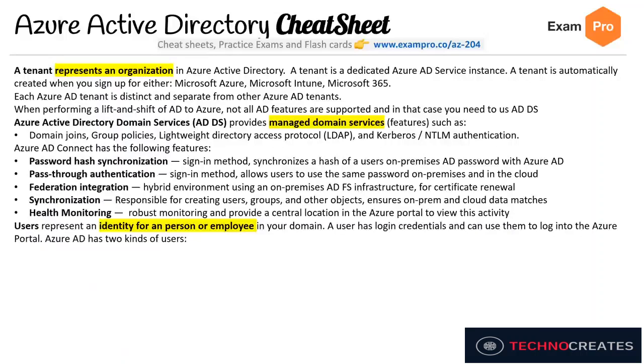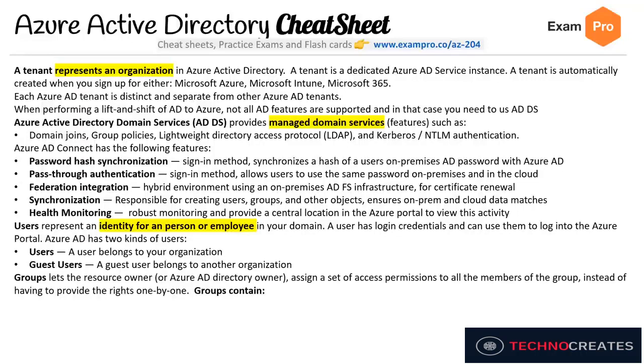You've got the concept of users, so that's an AD object, remember? So an identity of a person or employee in your domain. A user has login credentials and can use them to log into the Azure portal. Azure AD has 2 kinds of users. We got a user that belongs to your organization, and guest users, a user that belongs to a different organization. Groups let resource owners assign a set of access permissions to all the members of the group instead of having to provide the rights one by one. And the group contains owners and it contains members.